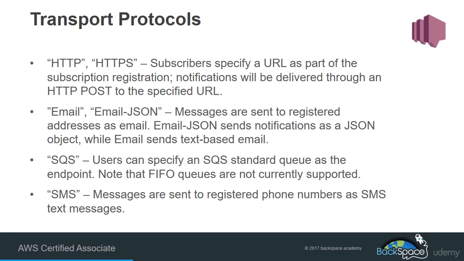The next one is email or email JSON. Messages are sent to a registered address as an email. Email JSON are sent as a JSON object, while email is sent as a text-based email. SQS users can specify an SQS standard queue as the input. Unfortunately, FIFO queues are currently not supported for that. And we have SMS. Messages are sent to registered phone numbers as SMS text messages. And that service is not available in every country, of course, because not all of those phone numbers will be available across the whole entire globe.